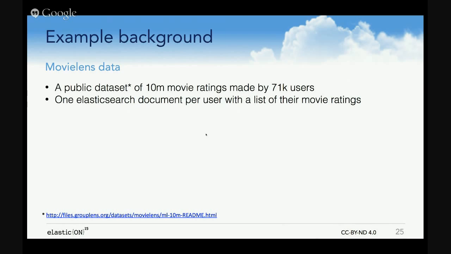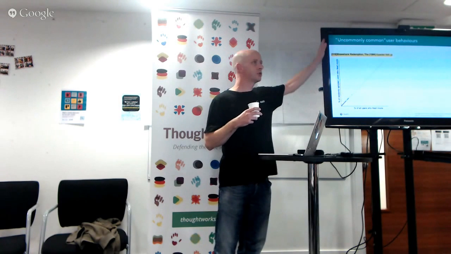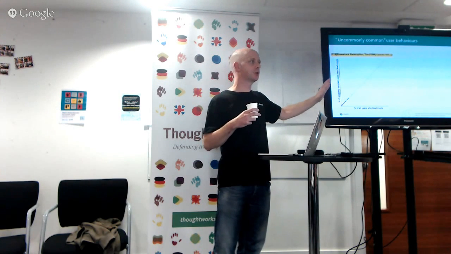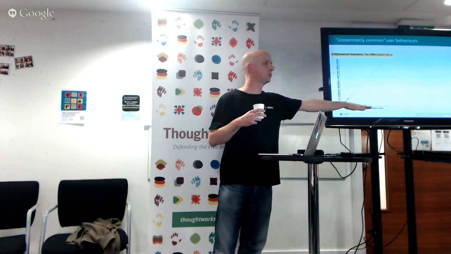So it hasn't been built using the architecture I described. It was kind of pre-built. But the advantage of what you can do using one Elasticsearch document per user with a list of their behaviors, in this case movie ratings, is you can plot all sorts of interesting things. Here I'm plotting a random selection of these users and their movie tastes against everybody else in the world.